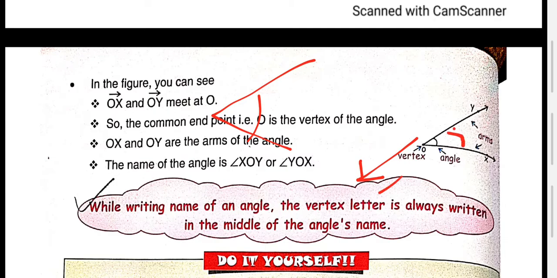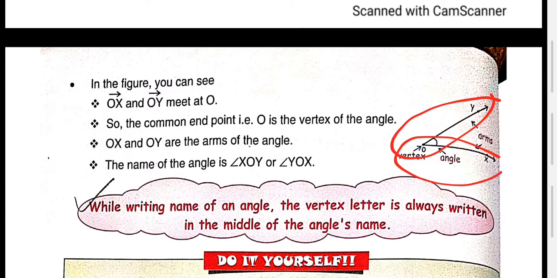This gap is known as the angle, and these are known as the arms. Arm means side. So if they ask for the arms, what do you say? It is OY and OX. They are known as the arms. Now the vertex: the vertex is O because it is the common point.